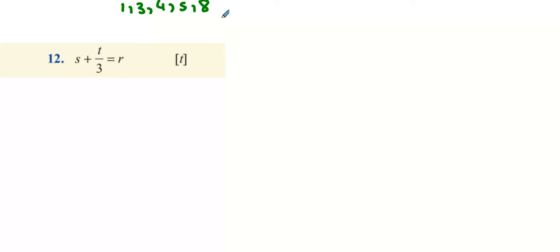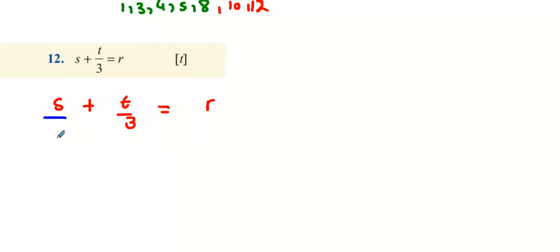Okay, so we've done 10. Now we're doing 12. If you look across at question 12, we can see that we need a common denominator here. What I suggest to you guys is that you put everything over 3, because you need the t to be on its own.